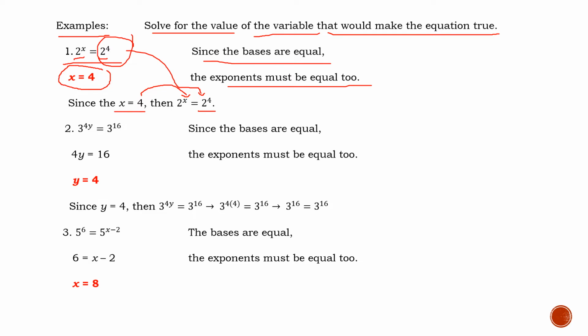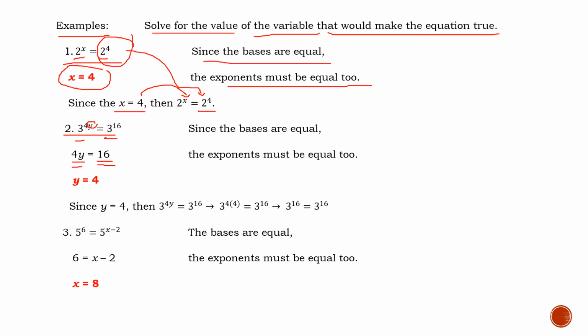Now, for number 2, 3 raised to 4y. In your definition of your exponential equation, there's only one variable involved. It can be x, y, or any letter can be used as an exponent here, as long as we know that this exponent represents a variable, and as long as there is only one variable involved. Since the bases are equal, as you can see your base 1 is equal to 3, your base 2 is equal to 3 also, then we can assume that 4y is equal to 16, or simply your exponent 1 here is equal to your exponent 2 here.